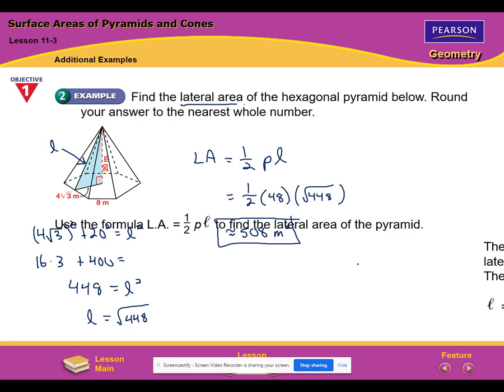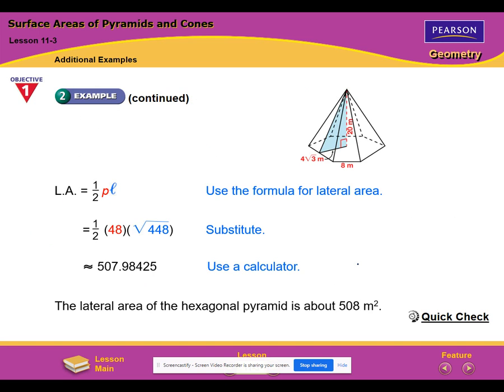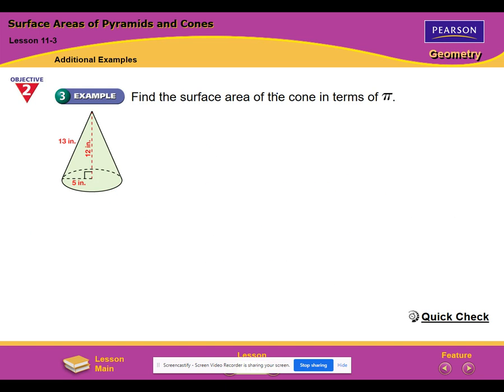Okay, a couple more examples. Find the surface area of the cone in terms of pi. That's often the case with round stuff, is they'll leave it in terms of pi. If they say round to the nearest, then you should use the pi button on your calculator. This one's going to be easier than that.